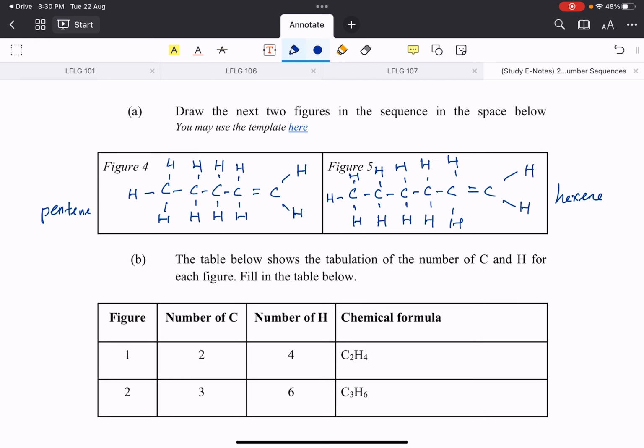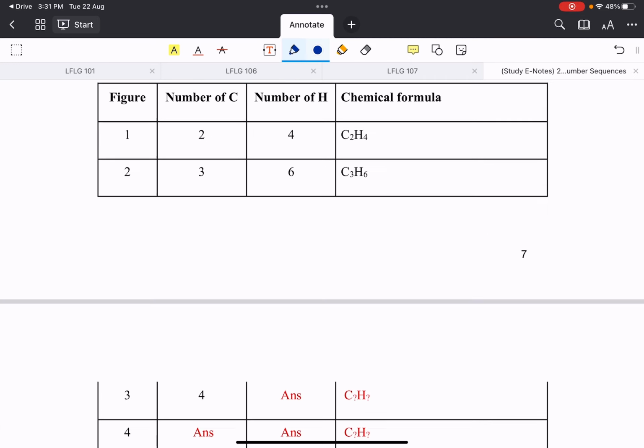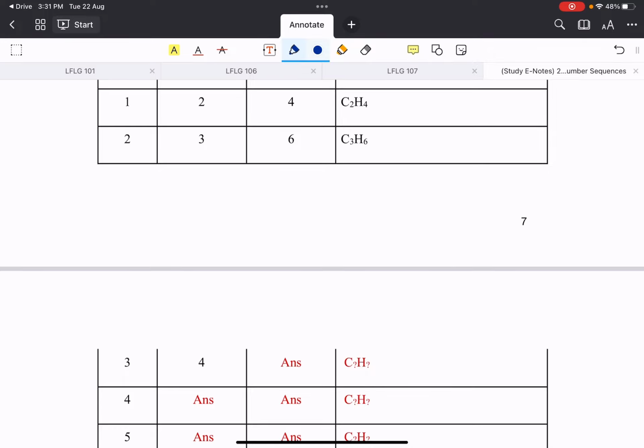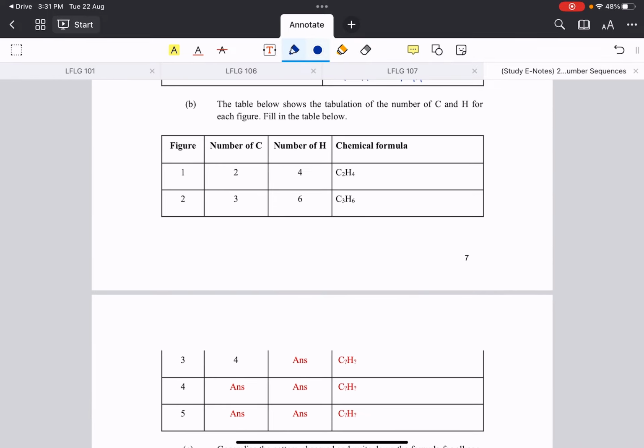Right, continuing. So now what happened? In the next section, we actually start to see the pattern. We have the figure number, so figure 1, 2, 3, 4, 5. They count the number of carbon, count the number of hydrogen, and list them down. So we have it in a little table here, and we are supposed to try to fill out the table. So replace the word A and S with the actual number. So this one is 5 and 6.